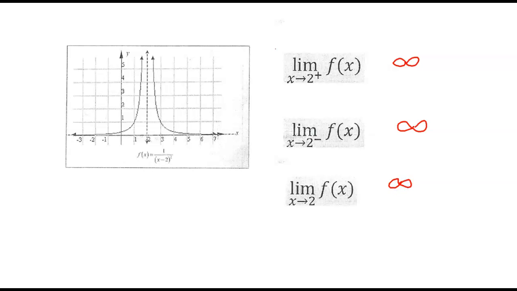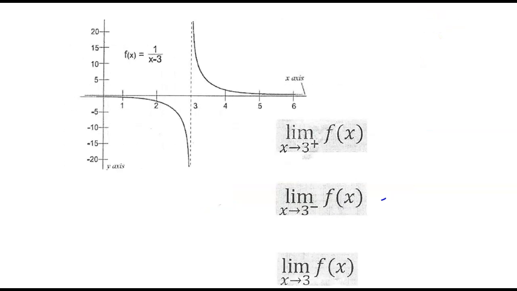Now, some textbooks will say the limit as you approach a vertical asymptote does not exist because infinity isn't really a value. But again, our textbook says that the limit is infinity. And that's the notation we will use.